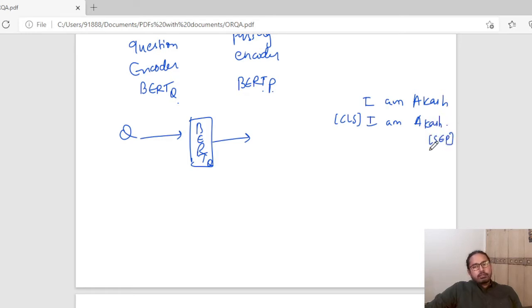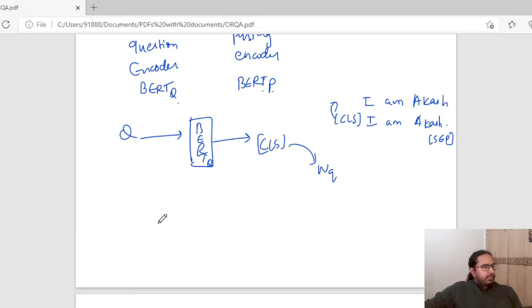So in most of the classification tasks, we use the embeddings that are generated for this CLS token as an input for predicting something new. So here also we do the same thing. We use the embedding of the CLS token here, and we multiply it with a trainable weight, which is WQ here, to get the final representation for a question.